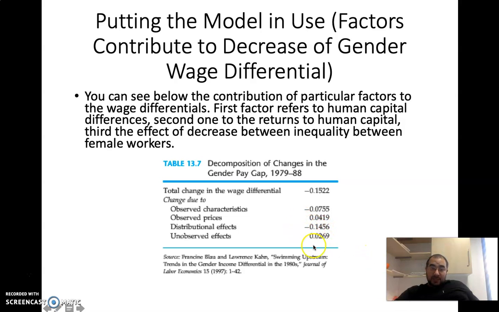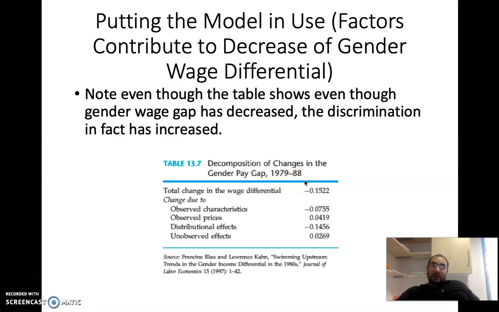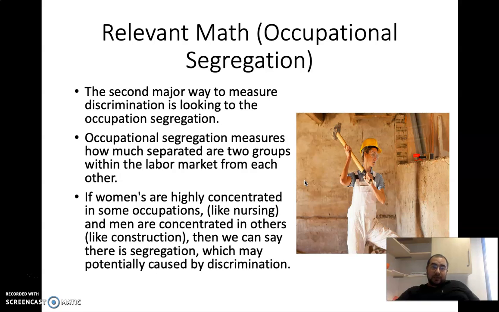Unobserved effects are here. Observed prices are here. Actually, when you look at the observed prices, the discrimination, the effect of the human capital characteristics, they did not contribute to the decrease. They actually hindered the decrease. So discrimination has increased according to this research between 1979 and 1988. Anyway, let's stop here for this part. Let's continue in the next part.